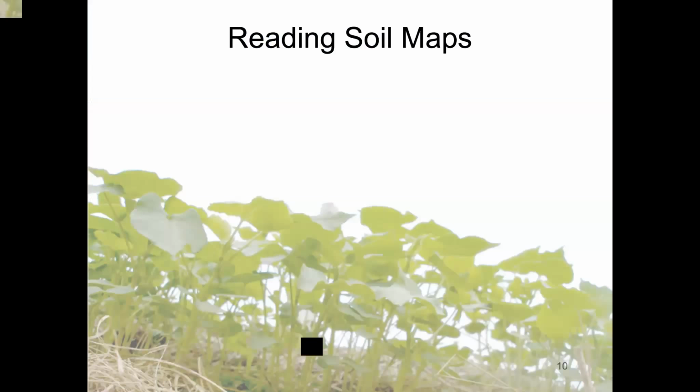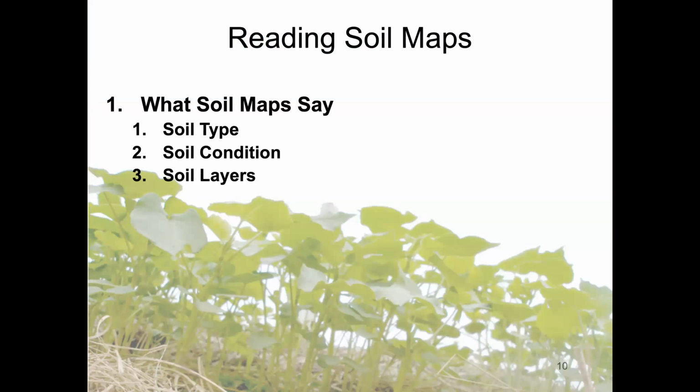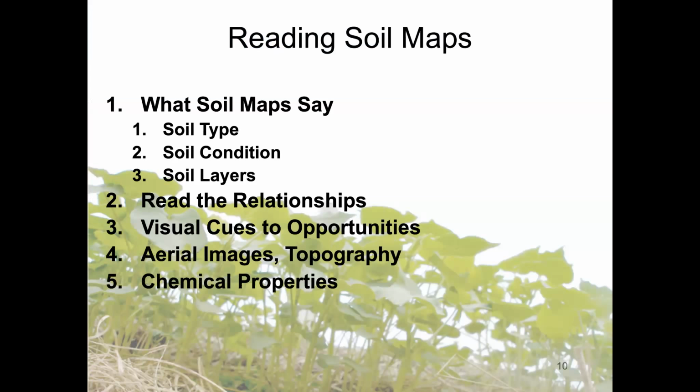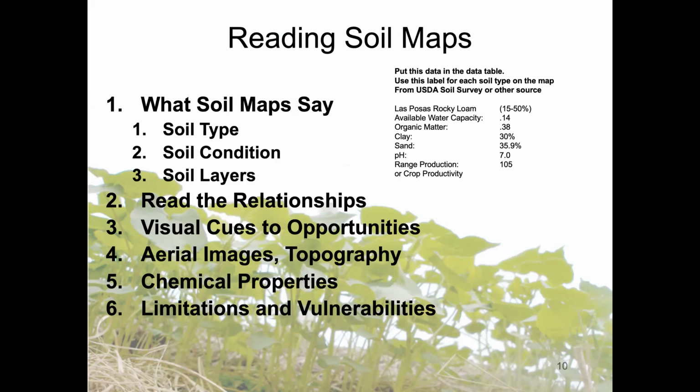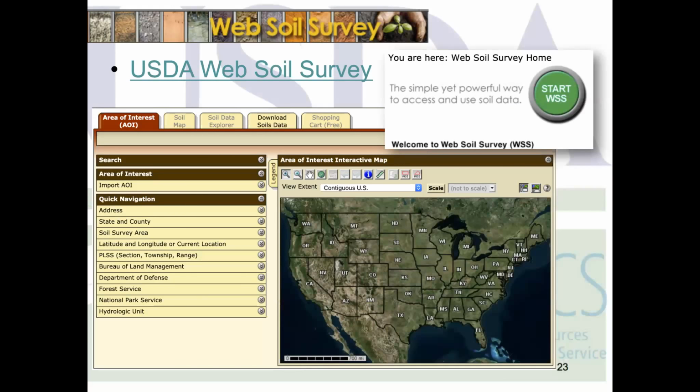This is very helpful. When we're reading the soil maps, soil type, condition, and layers, we want to read those relationships. We get a lot of visual cues from this when you look at the ground as far as root types, things we're going to work with. Aerial images, topography comes off of these too. Chemical properties and limitations and vulnerabilities. All of these can come off of soil maps. So all of this is available to us, and incorporating this into our design work.